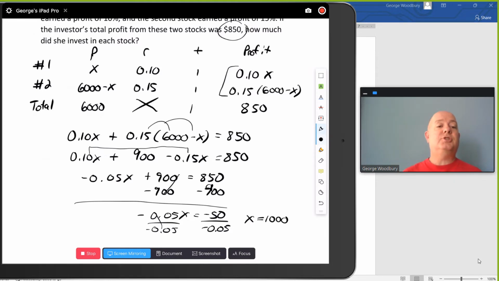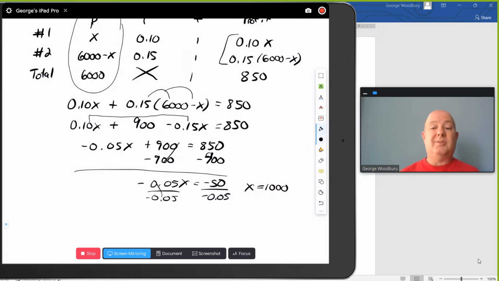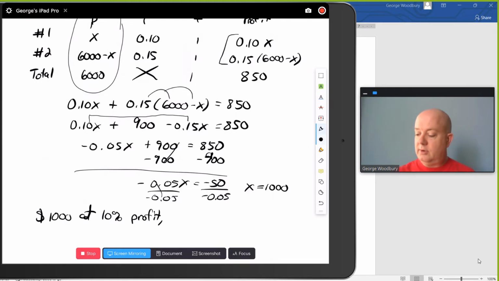We were asked how much she invested in each stock. So now we can go back to the investment, which is the principal column, and come up with our solutions. The first account was simply X, so that's $1,000 at 10% profit. And the other investment would be 6,000 minus 1,000, which is 5,000.